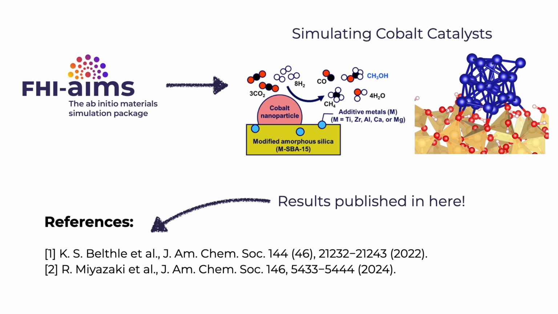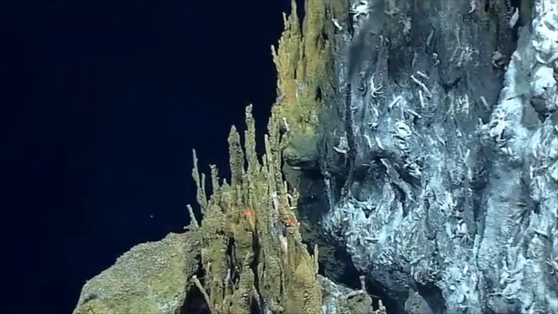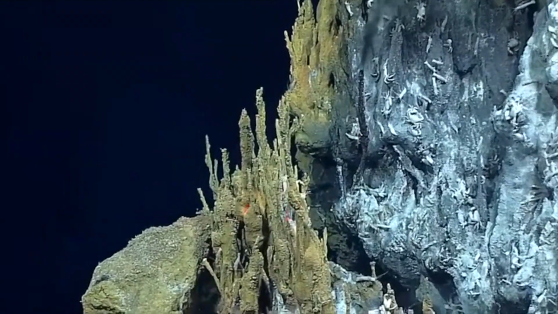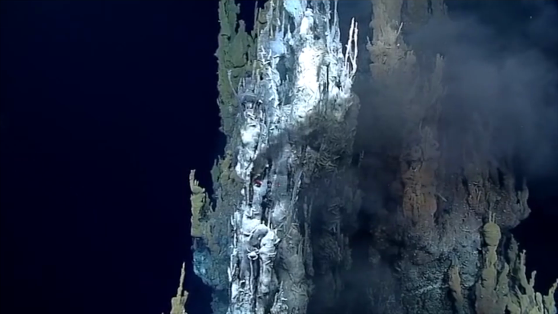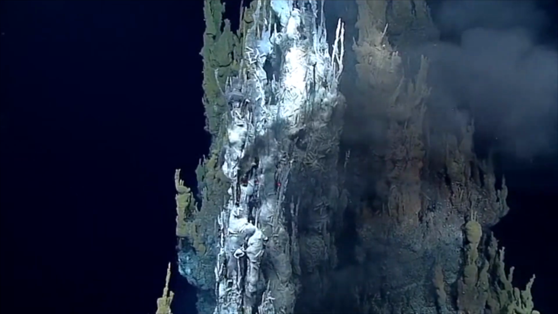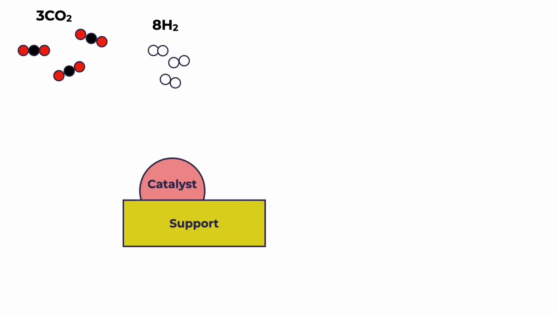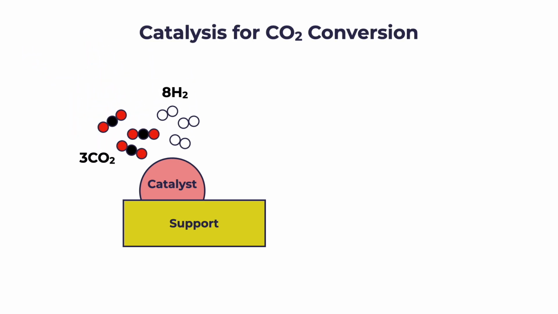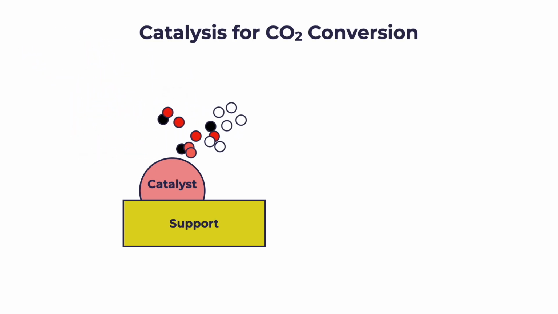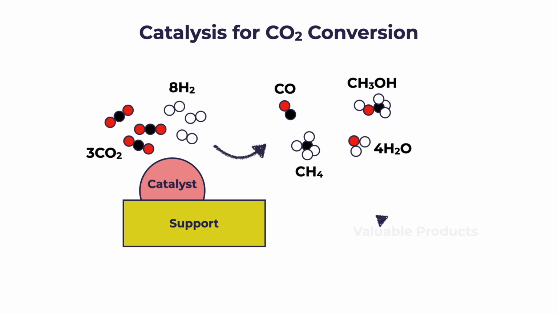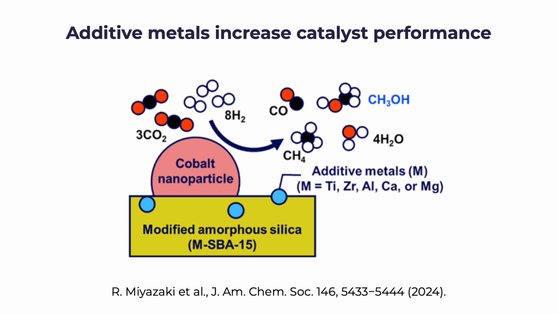This research matters for two key reasons. First, it shows how chemical reactions at ancient hydrothermal vents might have produced the first building blocks of life. Second, it provides insights for developing more efficient catalysts for CO2 conversion, a critical technology for addressing climate change and creating sustainable chemical processes. The key question these studies address is, what makes a good catalyst for selective CO2 conversion?